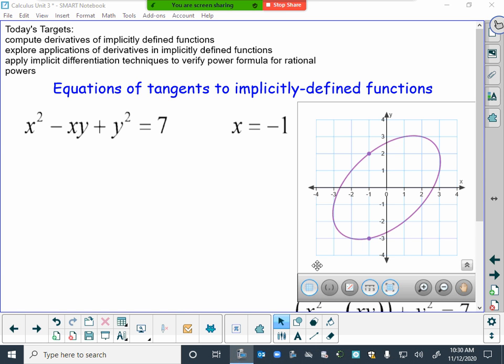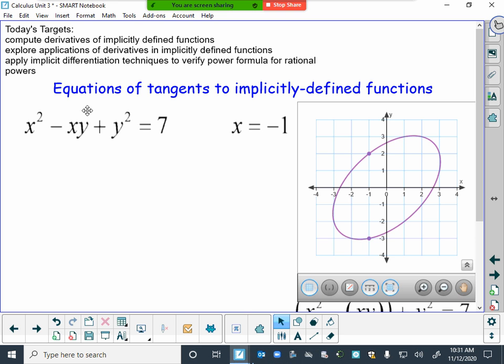The major axis was either a horizontal line or a vertical line. This one has tipped. In order to tip that axis, we need a term like this that prevents us from being able to separate this out and say that it's either y equals or x equals. Okay, so this is the equation of that ellipse.